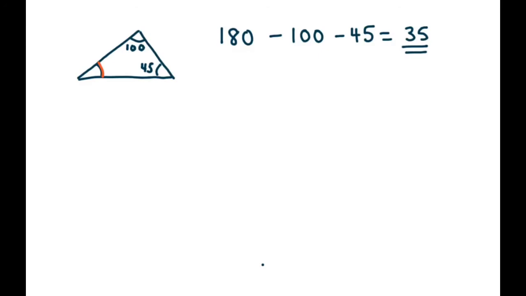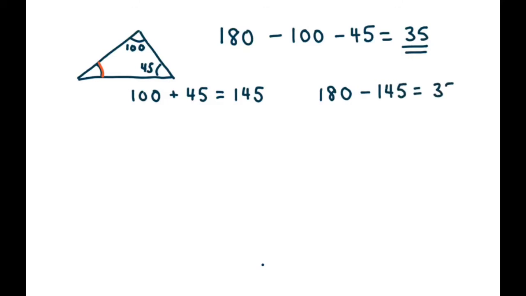The other way I can do it is I can start by adding up those angles that I can see. And then I know the extra angle must be 180, take off both of those angles. And I would still get the answer 35, so it doesn't matter which way you do it. You can either add them up then take them off, or you can take them off one at a time. And it doesn't matter what shape this triangle is, as long as it's a triangle, the angles will always add up to 180.